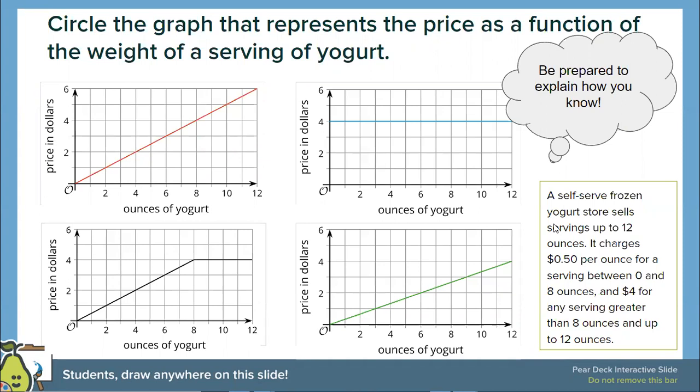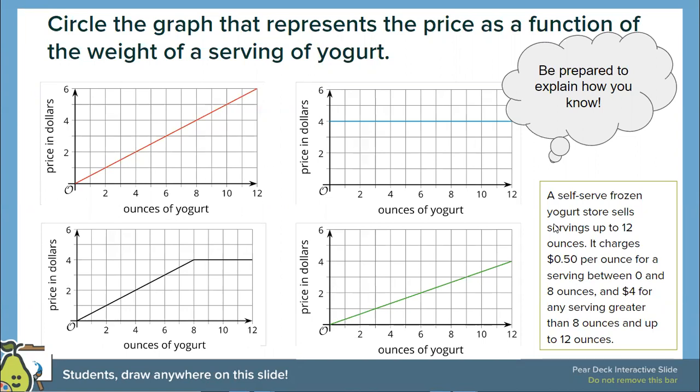So it says, circle the graph that represents the price as a function of the weight of a serving of yogurt. The information it gives us is a self-serve frozen yogurt store sells servings up to 12 ounces. It charges 50 cents per ounce for a serving between 0 and 8 ounces, and $4 for any serving greater than 8 ounces and up to 12 ounces.